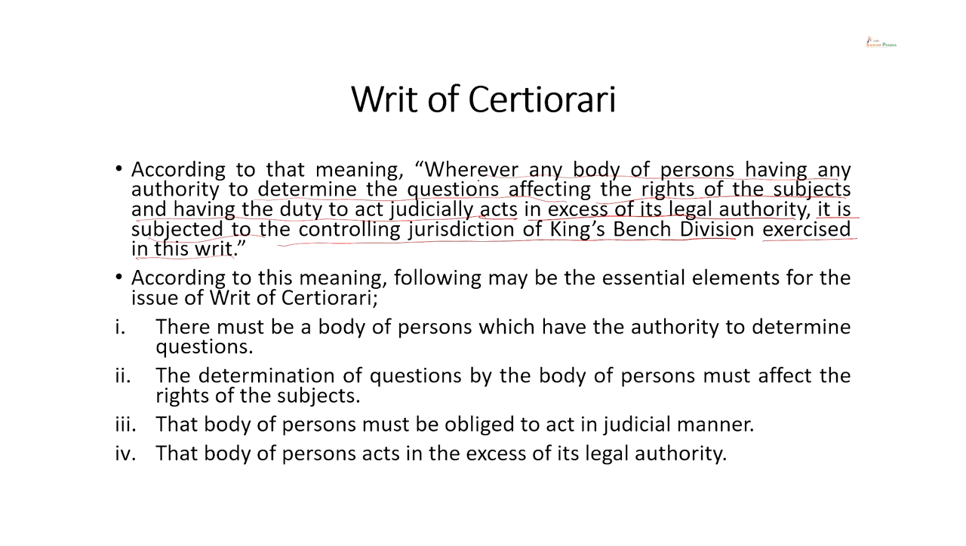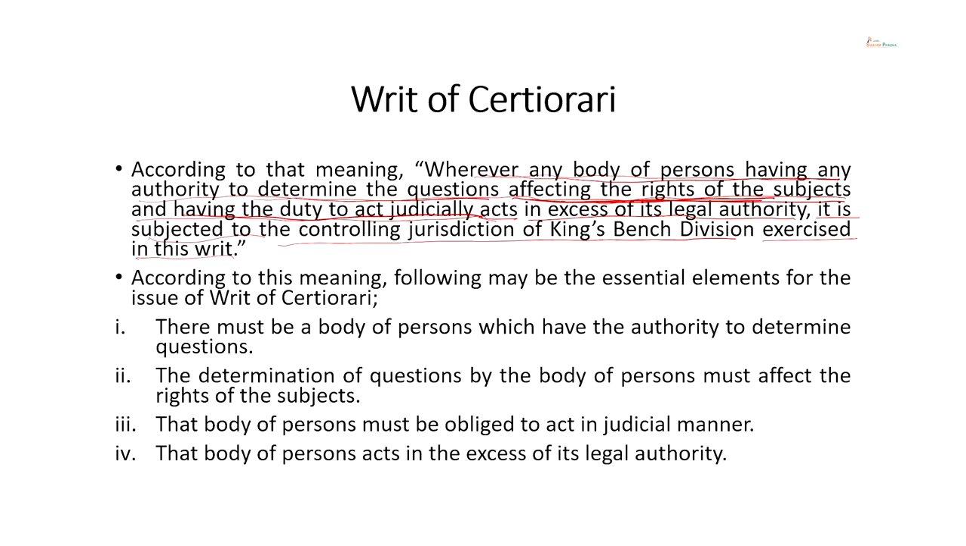Number one, wherever any body of persons having any authority to determine the questions affecting the rights, number two, affecting the rights of what kind of questions? Affecting the rights of the subjects, and then having the duty to act judicially. These are the three conditions. Number one, that there must be a body of persons having legal authority. Legal authority to what? The legal authority to determine the questions affecting the rights of the individuals, the rights of the people, the rights of the subjects. And then number three, having the duty to act judicially.